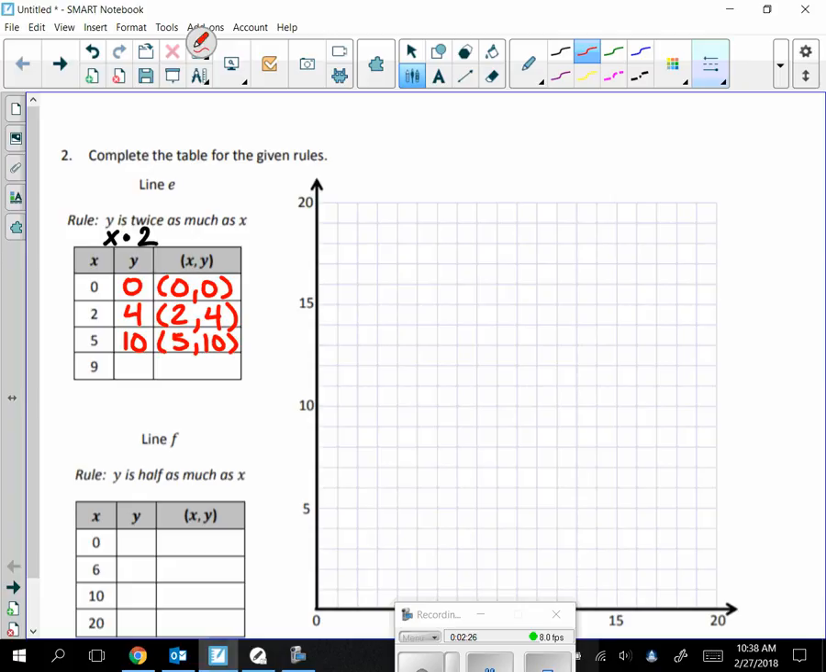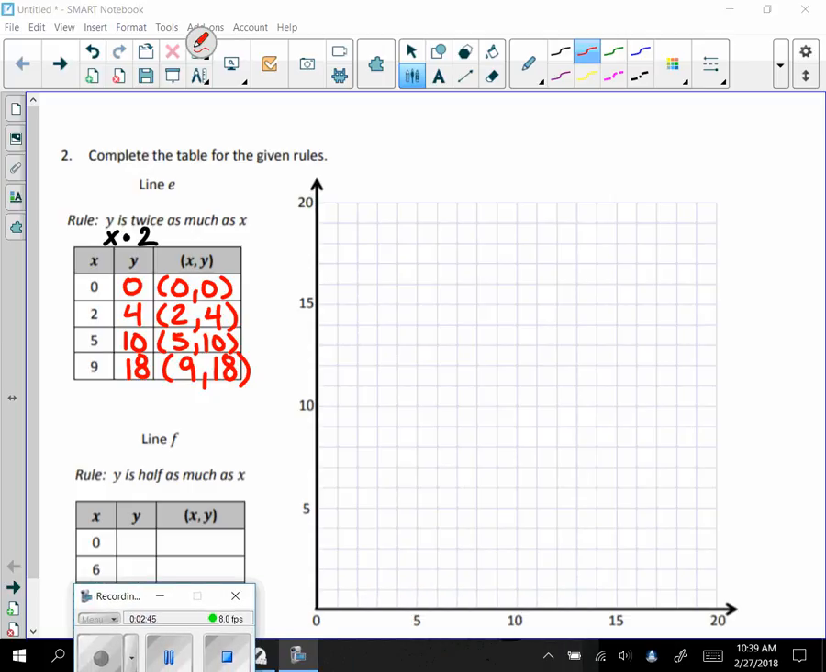So if my x is 9, my y is 18. And so now I'm going to plot line E. So it would be 0, 0, 2, 4, 5, 10, 9, 18.